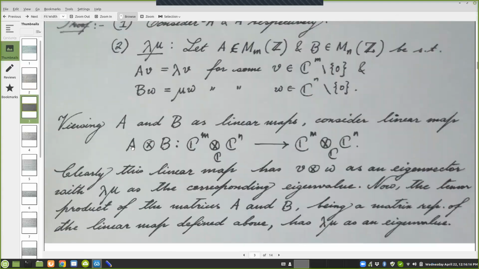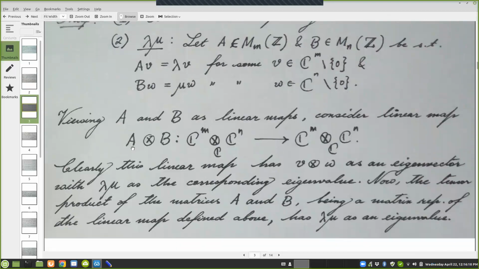So how to prove that? First we'll prove that it's closed under product. So let lambda and mu be algebraic integers, so that means there are matrices like this which have eigenvalues lambda and mu respectively. Let v and w be the corresponding eigenvectors respectively.